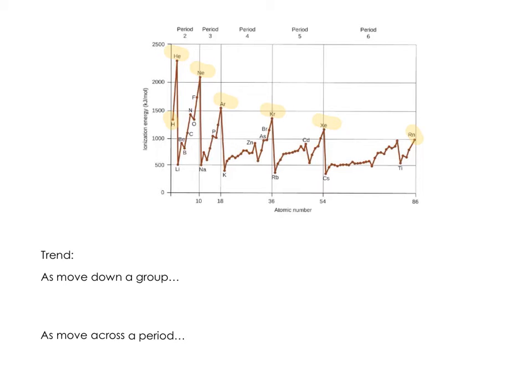So, what other trends do we notice? We notice here that as you go down the noble gases, the amount of ionization energy required decreases. And you see the same thing down here with the alkali metals. So as you go down a group, the ionization energy decreases.